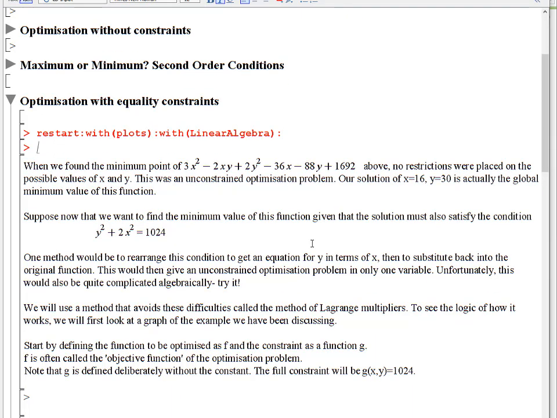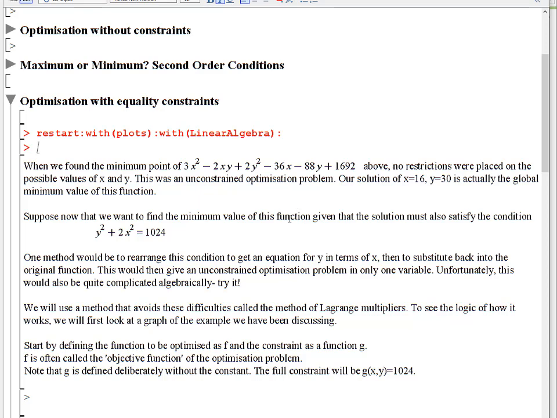In the previous section, when we found the minimum points of this function here, we placed no restrictions on the possible values of x and y. So the value of 1630 we got above is actually the global minimum value of the function, as we implied from looking at the second order conditions. We found that the Hessian matrix was fixed, so it's a global minimum.